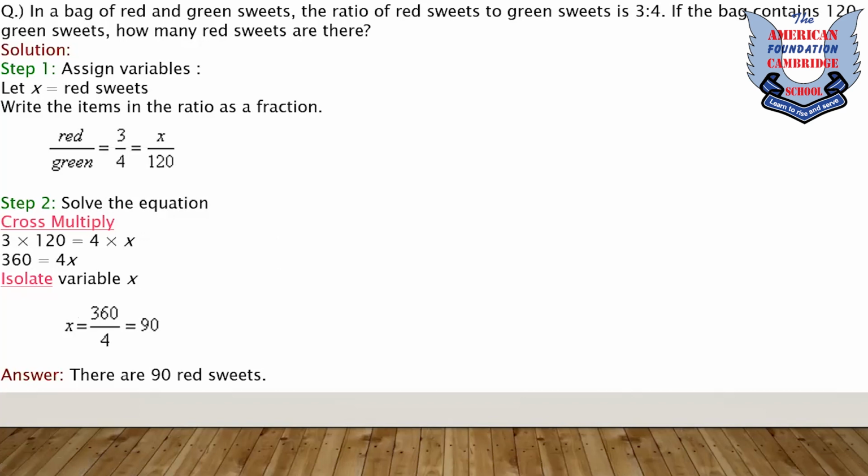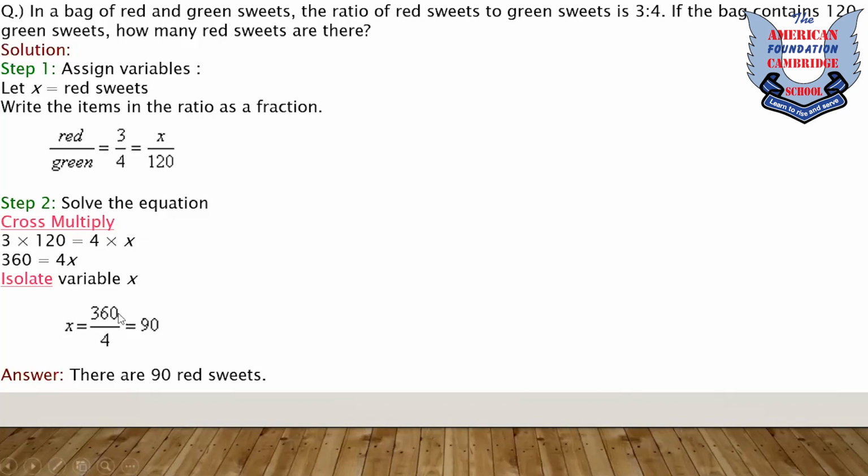Whenever one thing is adding on one side, we subtract it on the other side. Whenever one thing is subtracting on one side, we add it on the other side. Same goes for multiplication and division. So we divide 360 by 4, we get 90. 90 is x. Moving back to the first step, we assign x to red sweets.